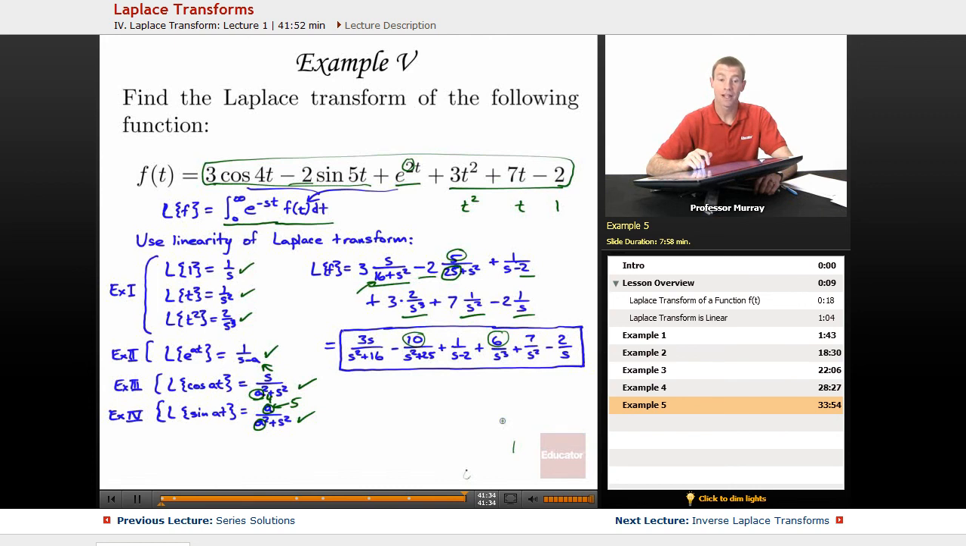So that's the end of our lecture on Laplace transforms. In the next lecture, we're going to learn about inverse Laplace transforms, learn how to go backwards from the answer of a Laplace transform back to the original function.